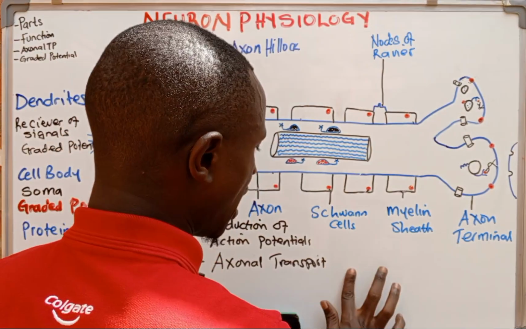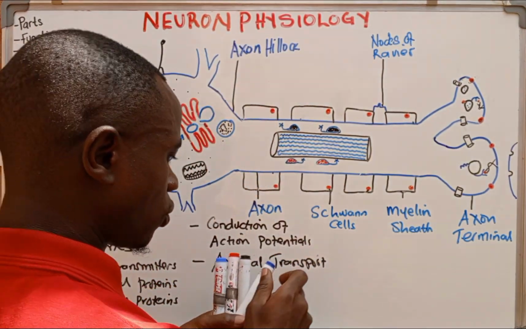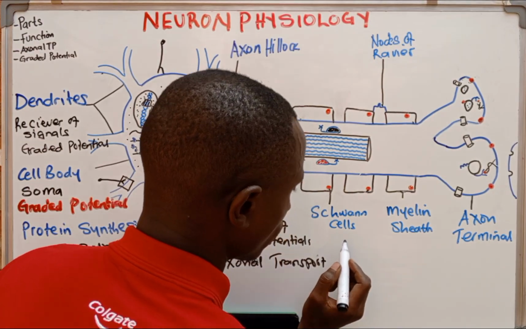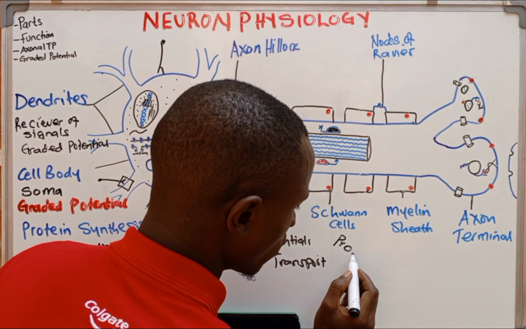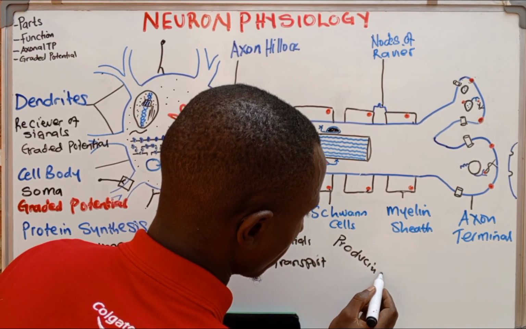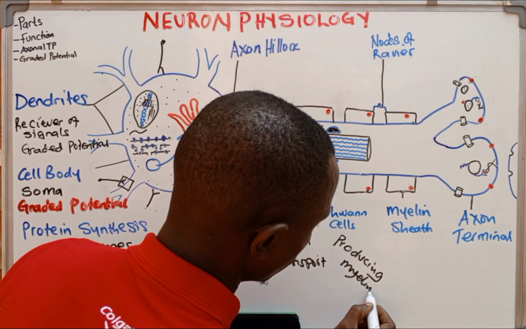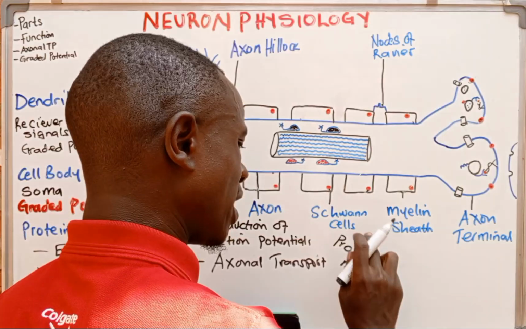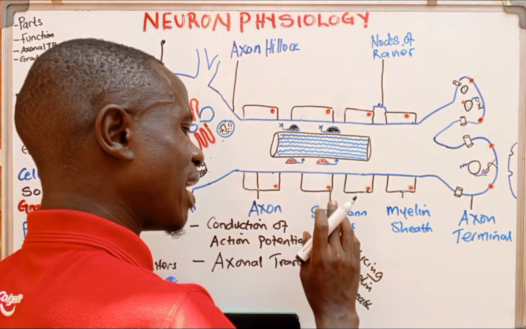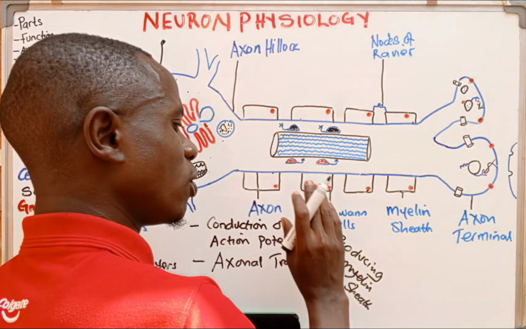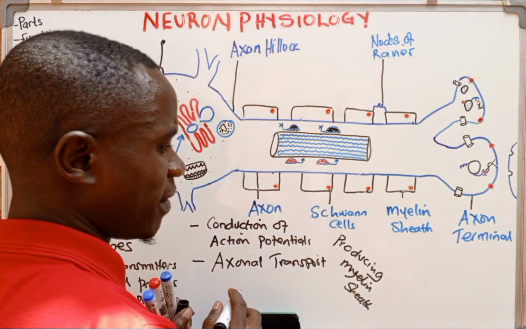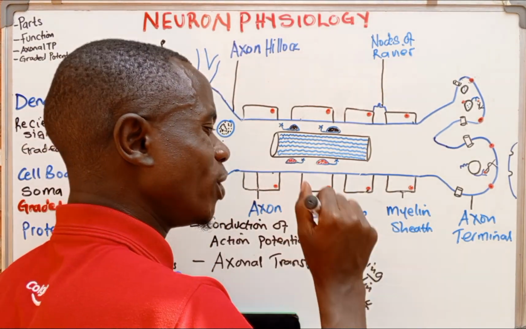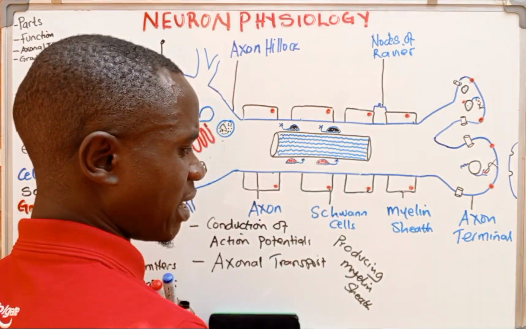Now, coming to the Schwann cells, these cells are primarily going to be responsible for producing the myelin sheath. That's going to be their main role. They produce the myelin sheath, which is a fatty substance produced in the peripheral nervous system. In the central nervous system, we have special cells which we call oligodendrocytes, which do the same role as Schwann cells in the peripheral nervous system.